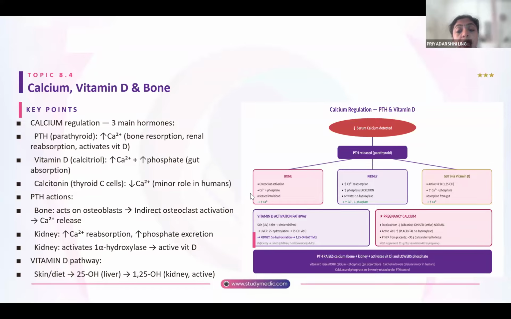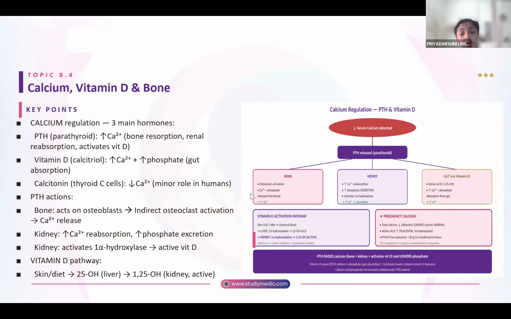So how does it activate? It is going to activate your 1-alpha hydroxylase. So the role in the kidney is dual. That means it is going to increase calcium, and as well as it is going to cause a reduction in your phosphate. Finally, the action of parathormone on your gut, and this is indirectly via vitamin D.